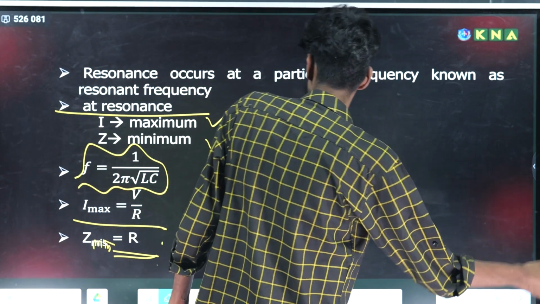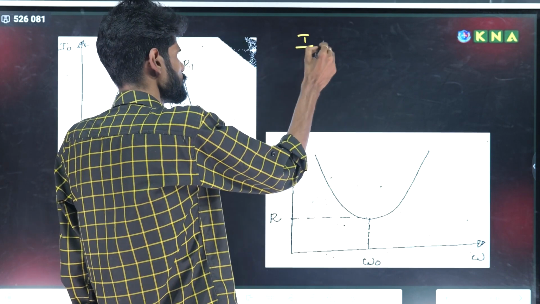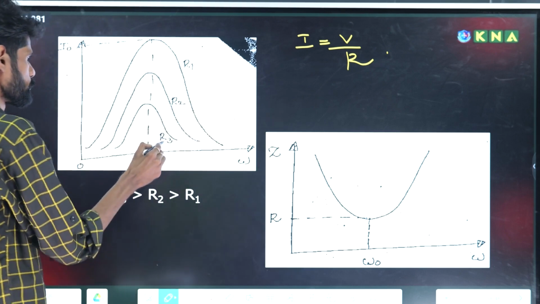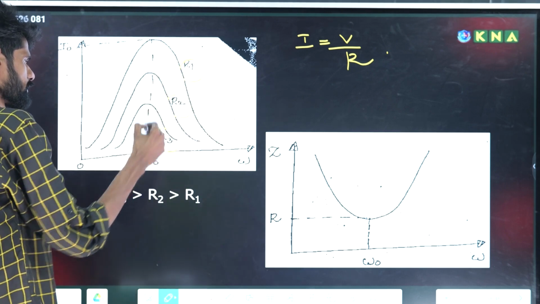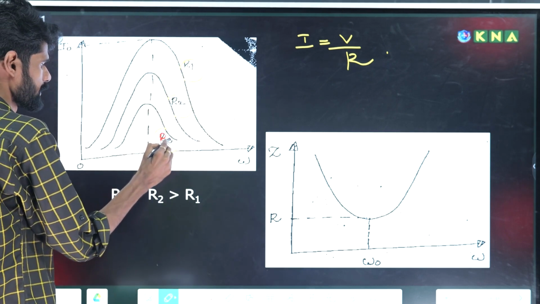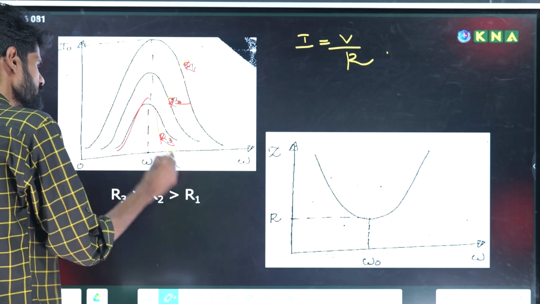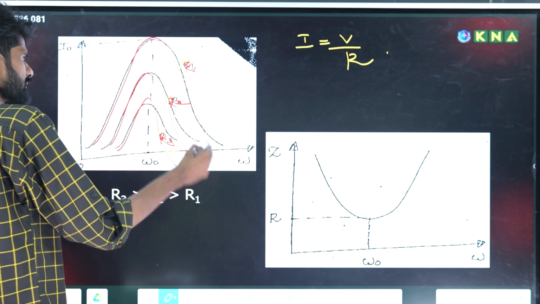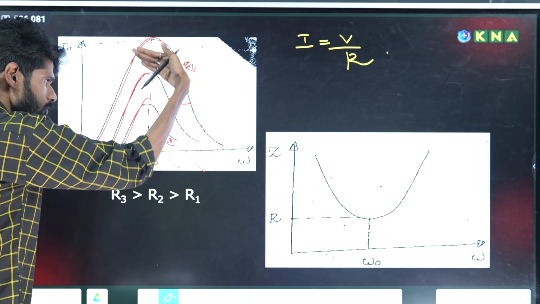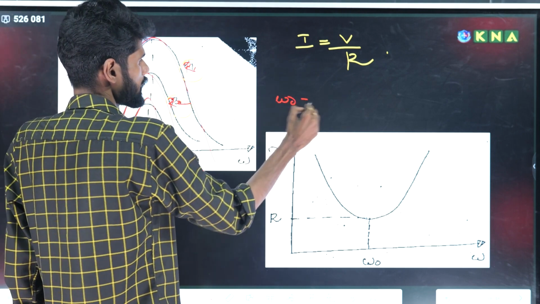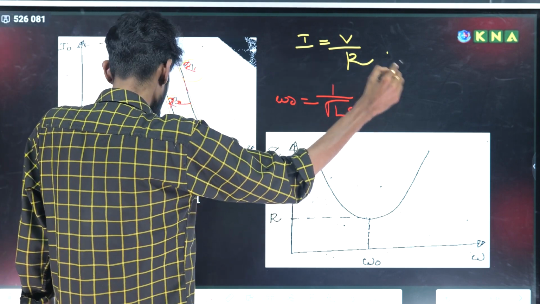Now move on to the resonance curve. Current I is equal to V divided by R. Here, as resistance increases, R1, R2, R3, the maximum current decreases. Resistance increases, current goes on decreasing. This is the resonant frequency omega naught. Omega naught is 1 by root of LC.